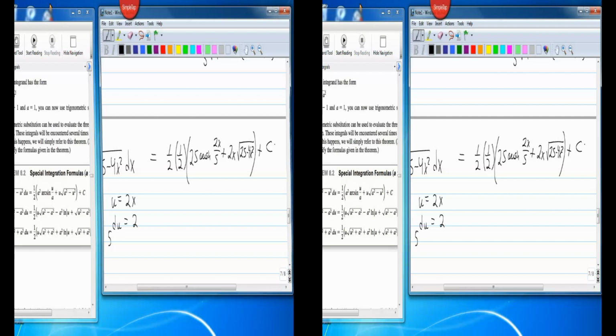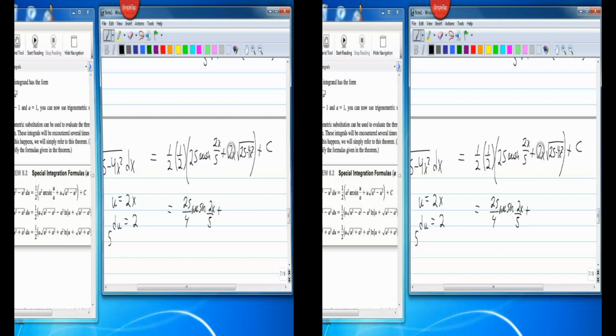plus c. So then all you'd have to do is multiply both of these numbers times 1/4. So that'll be 25 over 4 arc sine 2x over 5, plus x over 2 times the square root of 25 minus 4x squared, plus c. Alright, so just follow the formula and plug things in.